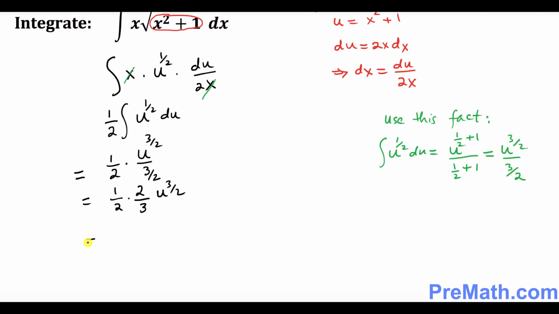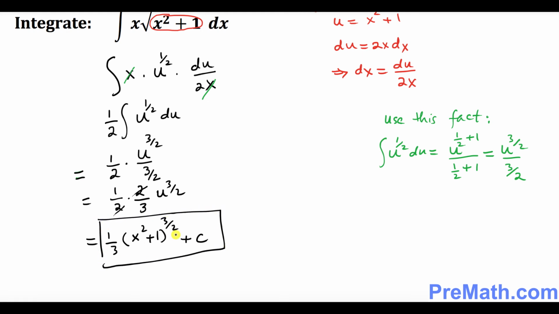And finally what we got, 2 and 2 cancel out, of course, 1 over 3. What was u at the very first place was x squared plus 1 to the power 3 over 2, and finally plus c as an arbitrary constant, and that is our answer.